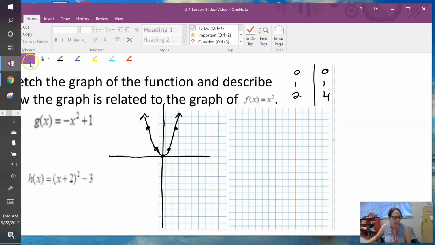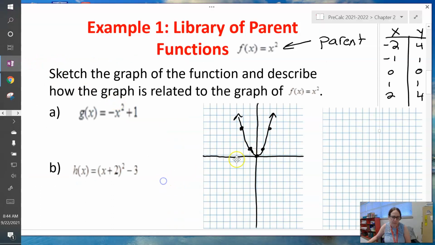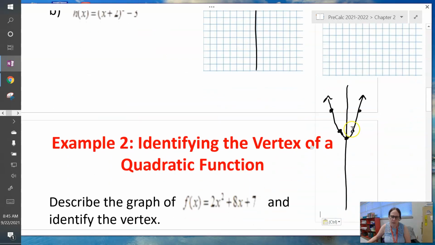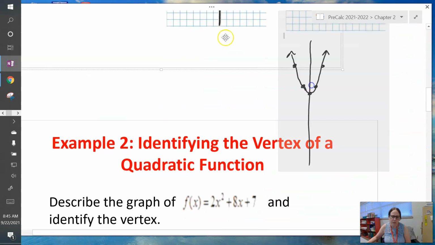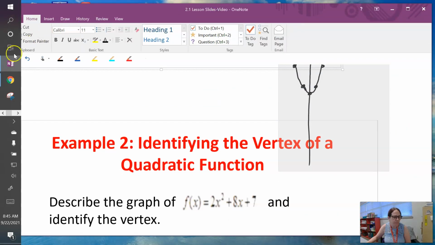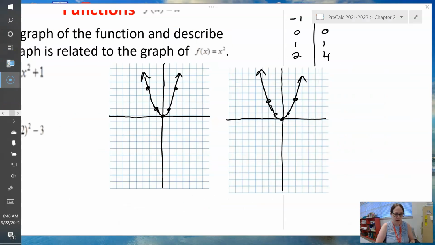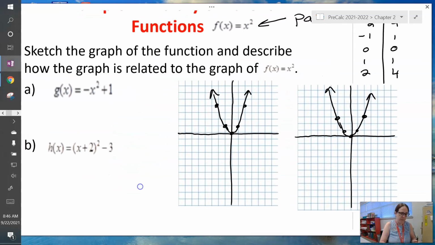That's not what I meant to do. Alright, I was going to see if I could just copy this. Alright, so I've gone ahead and I've graphed the parent function on both of these grids.